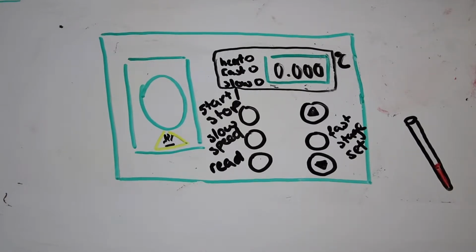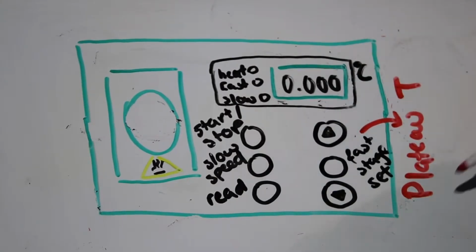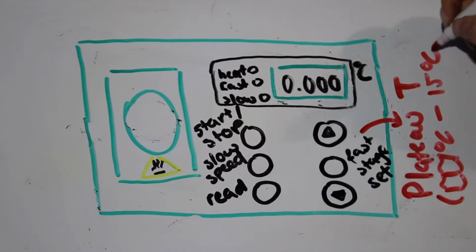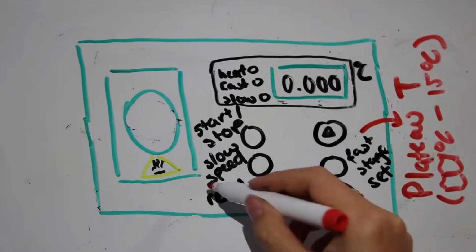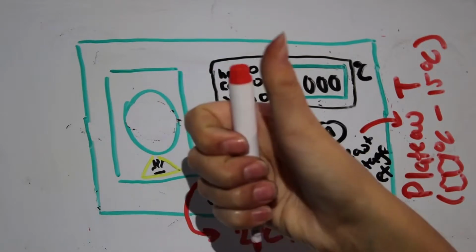Here is exactly what you'll need to do. Set your plateau temperature using the fast stage set button and set the heating rate at 2 degrees per minute. Your instructor will have shown you how to do this. Heating at a slow rate of 2 degrees a minute is recommended for accuracy.